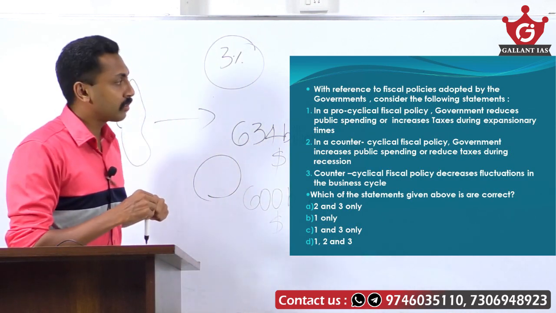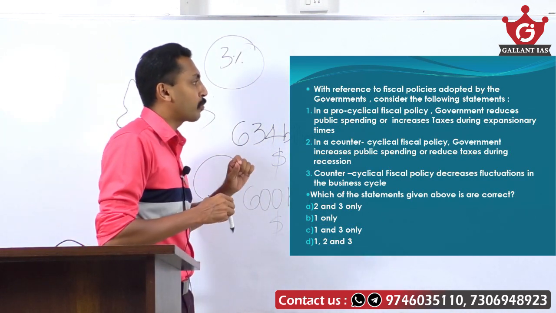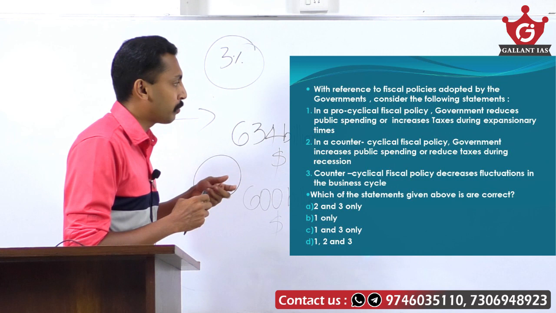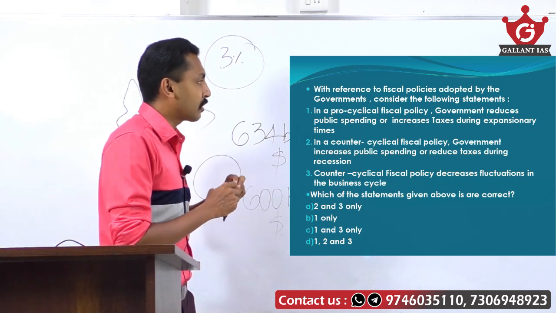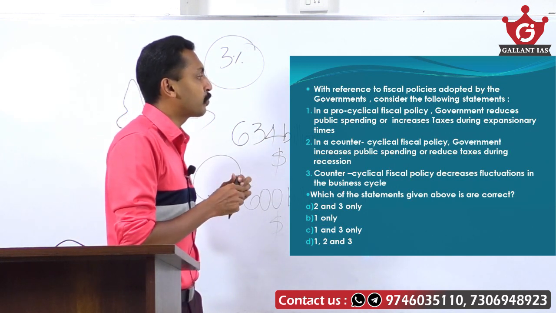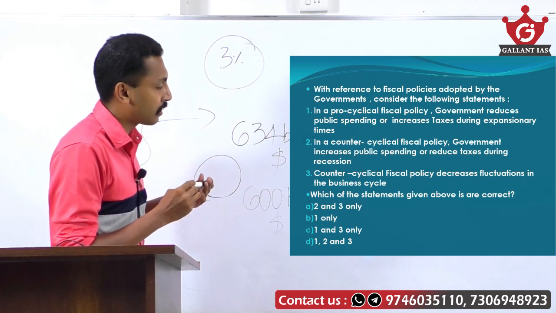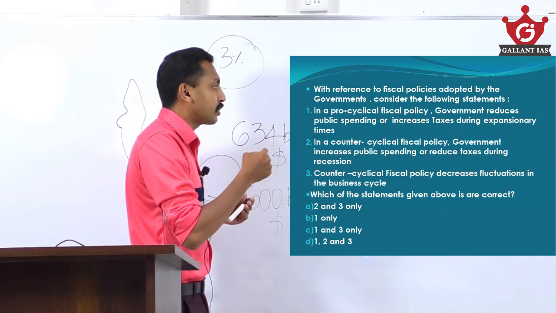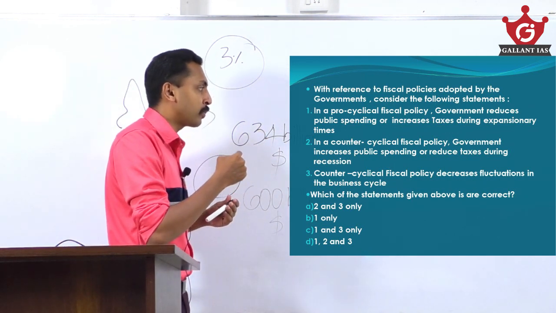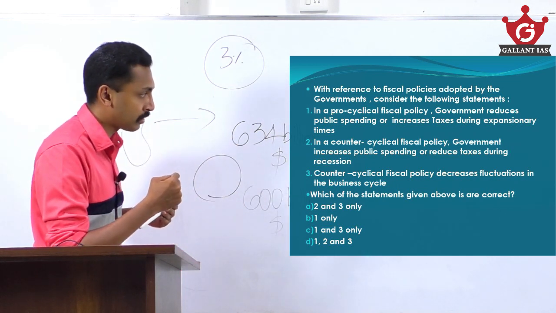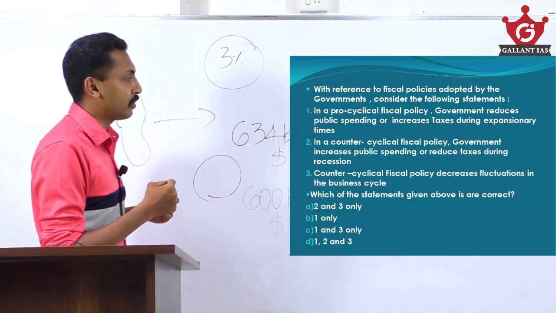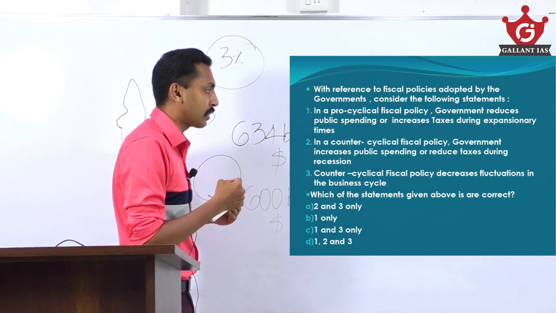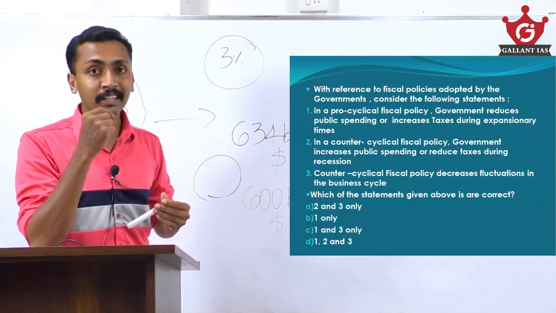Then look at the next question. With reference to fiscal policies adopted by the government, consider the following statements. In a pro-cyclical fiscal policy, government reduces public spending or increases taxes during expansionary times. In counter-cyclical fiscal policy, government increases public spending or reduces taxes during recession. Counter-cyclical fiscal policy decreases fluctuations in the business cycle. Which of the statements given above is correct?